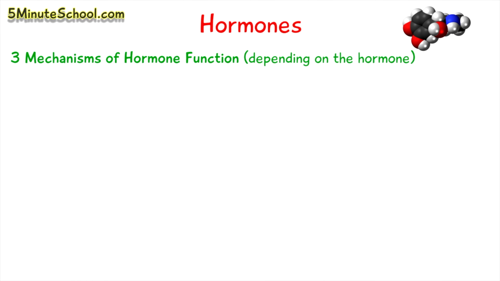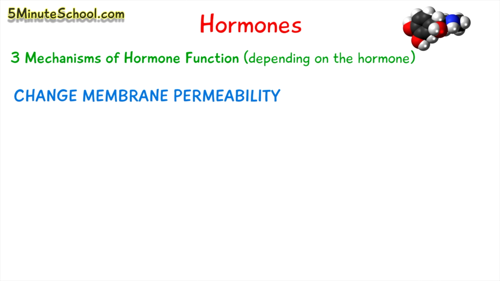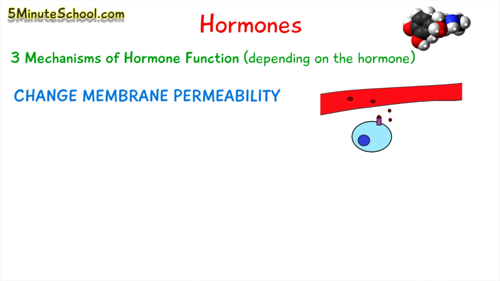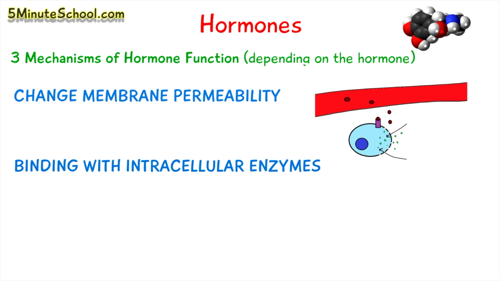It's a general way to describe how hormones function, so I'm going to describe their mechanisms. So hormones alter membrane permeability. They bind onto receptor proteins which cause transmembrane channel proteins to open, allowing the influx of certain molecules into the cell.